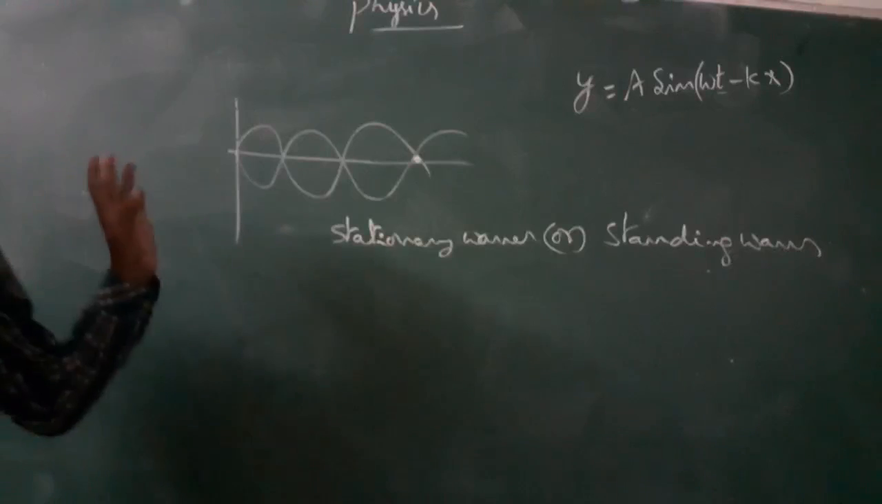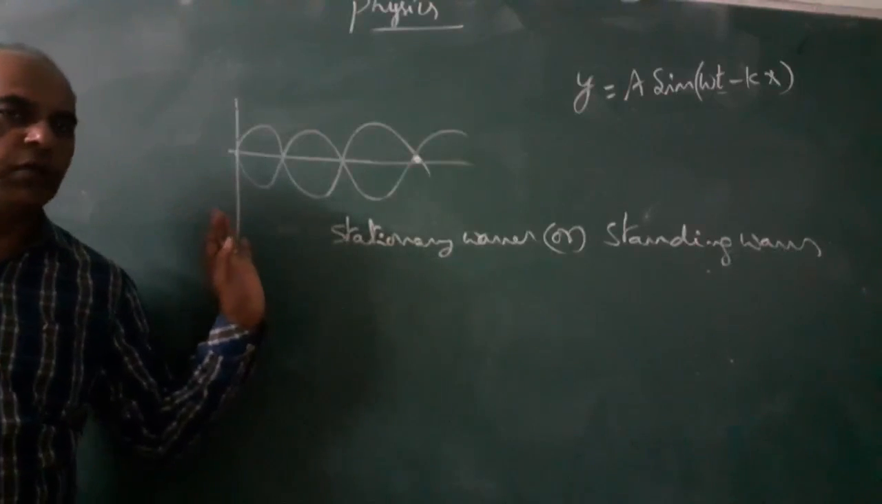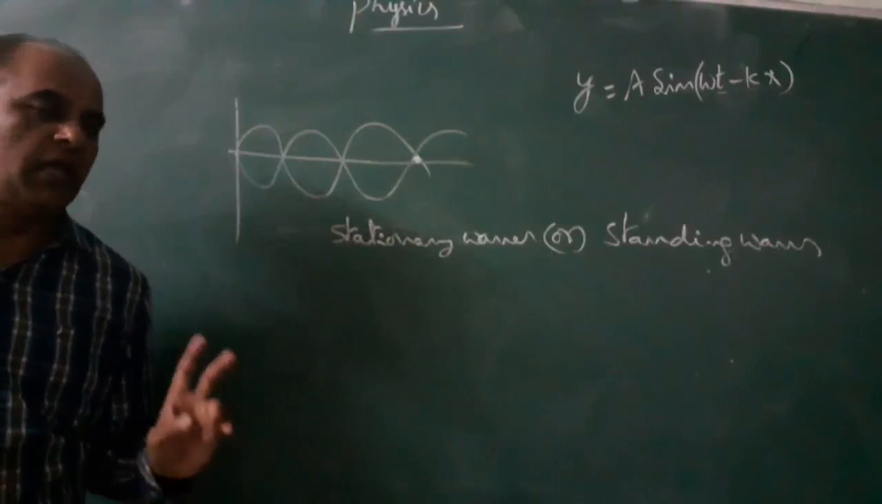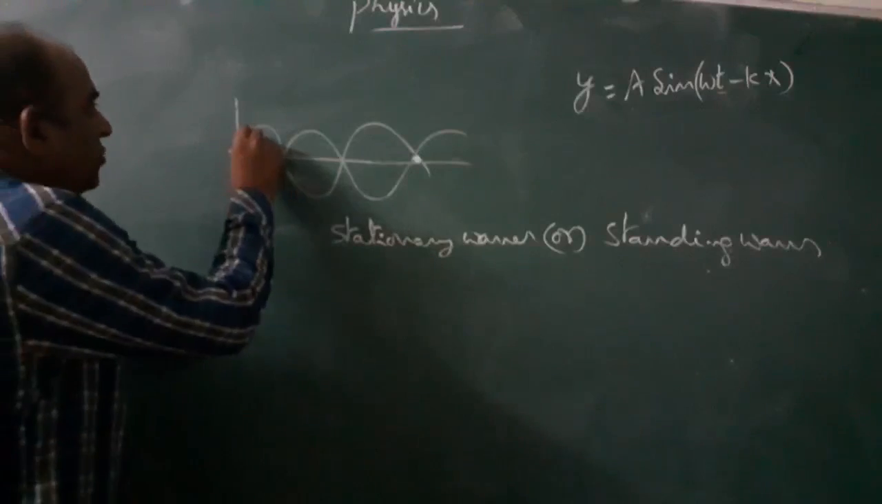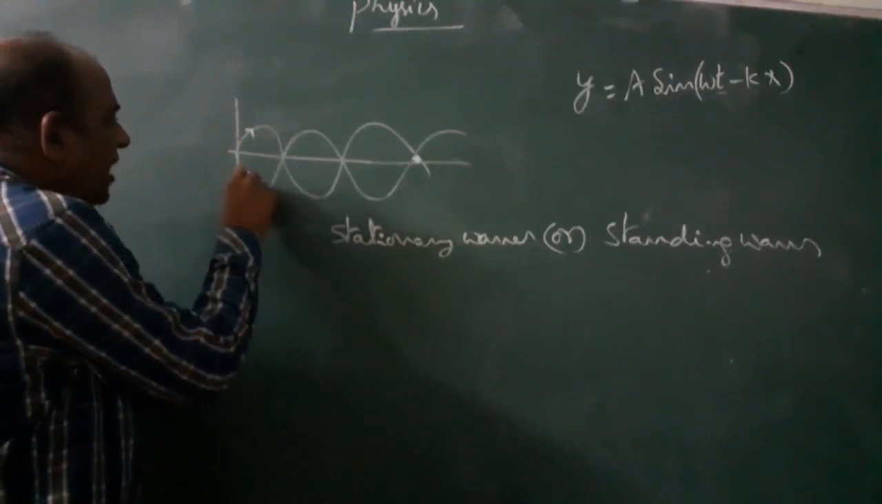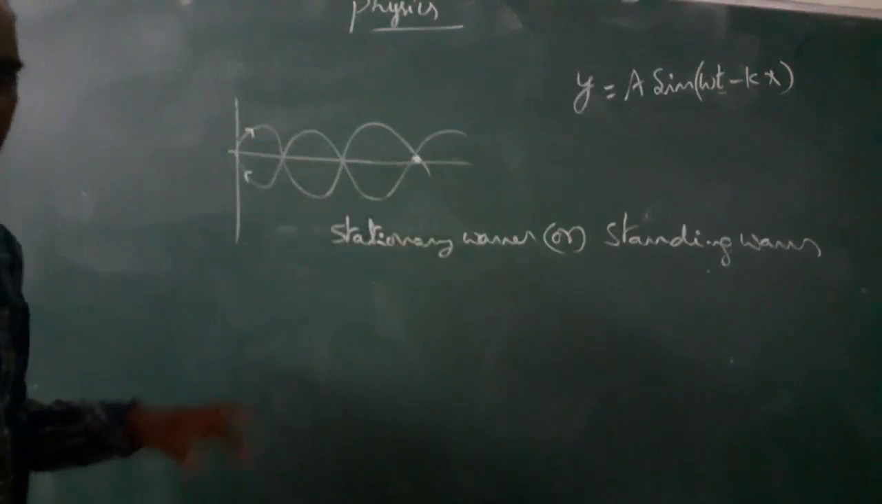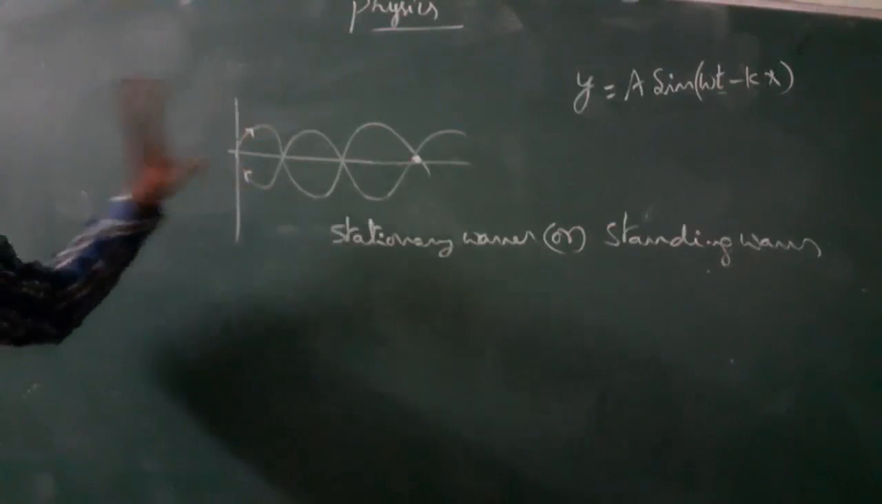So the condition is two progressive waves of the same frequency. They must have the same frequency, moving in opposite directions. This one is going this way, this one is going this way. Then they interfere, and we get a stationary wave.